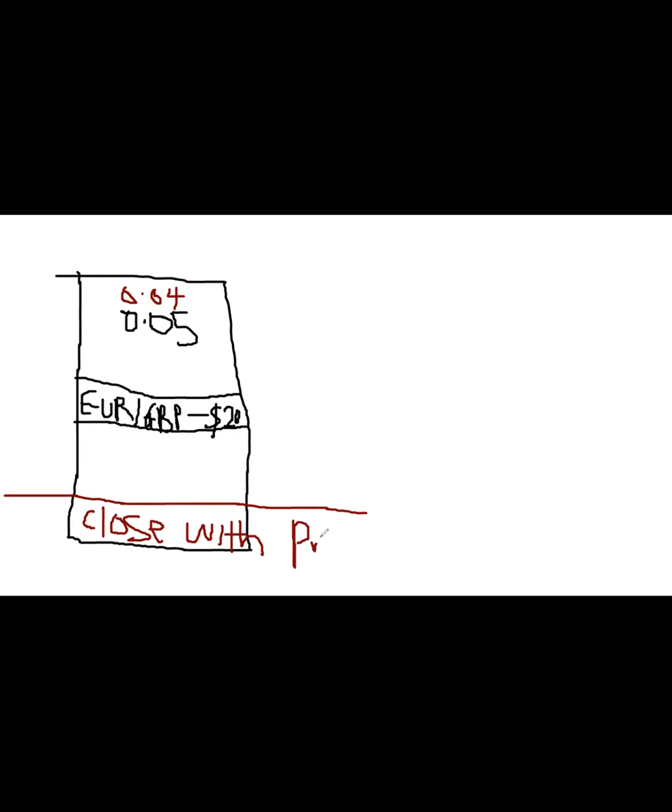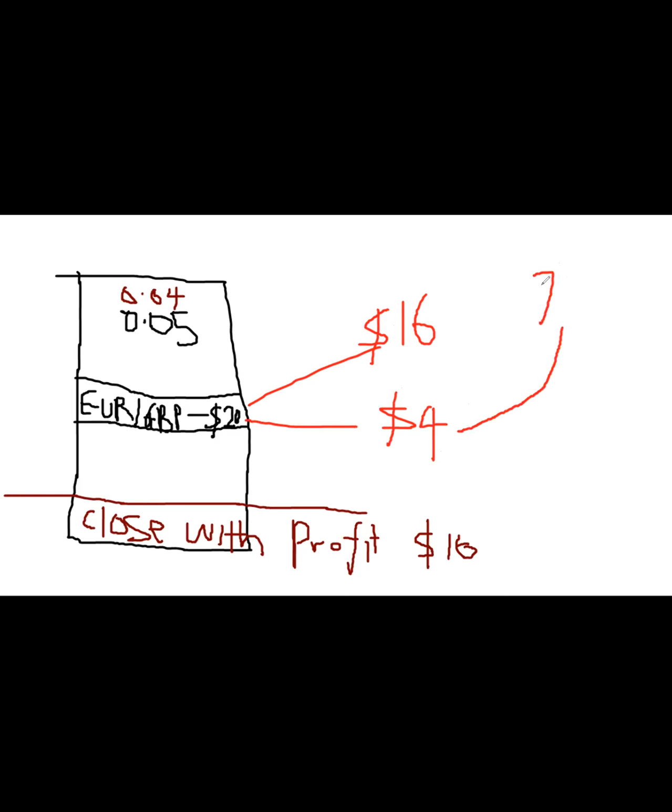So if you see close with profit at the bottom, you will now see close with profit $16. What this means is, if you close with profit $16, you'll be left with $4 running in the market. You have taken your profit of $16, and $4 will be left in the market running. So if $4 is left running, then either the market goes up and you make an extra $7, $7 plus $16, you get $23.